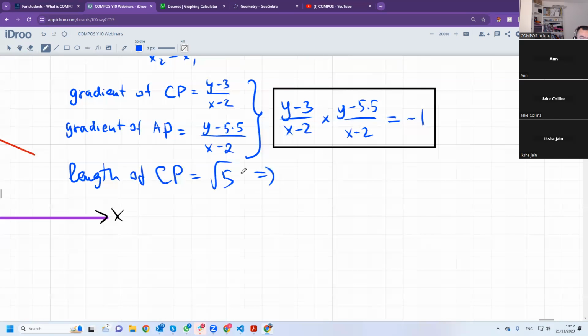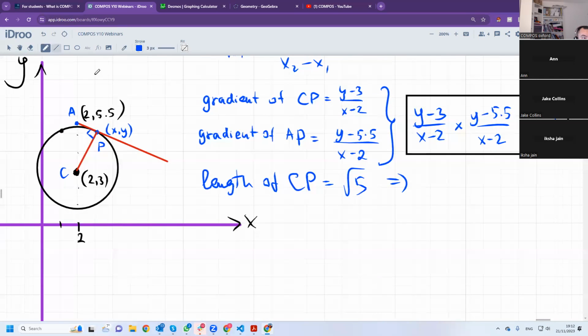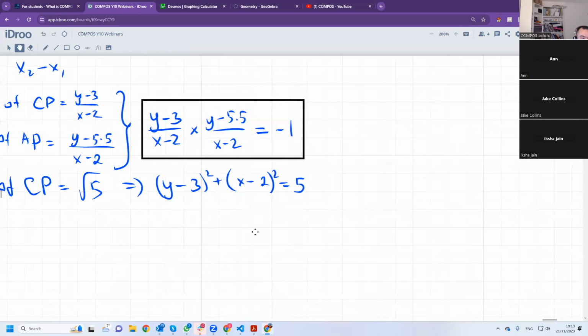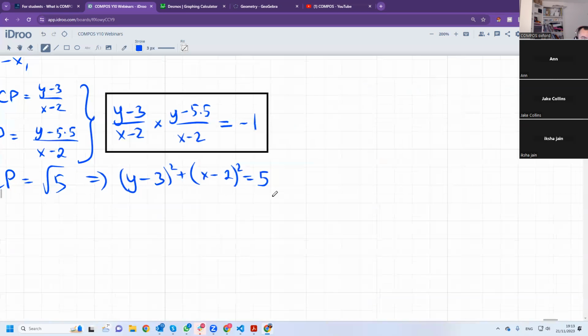And that gives me y minus 3. Well, that literally gives me the equation of the circle, but okay. So y minus 3 squared plus x minus 2 squared has to equal 5. Yeah, so square root of 5 squared. And I can rewrite this as x minus 2 squared is equal to 5 minus y minus 3 squared. Okay, this is a tough one.